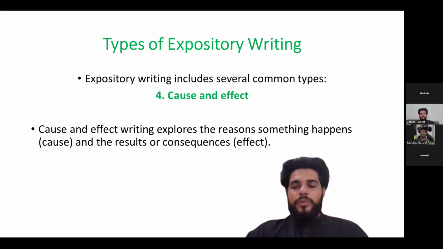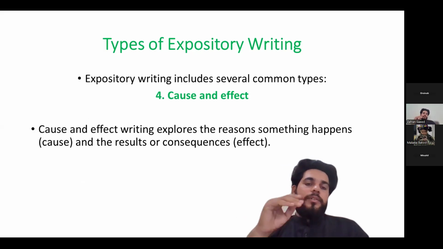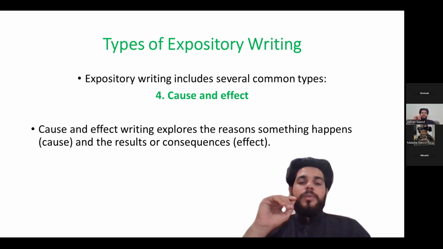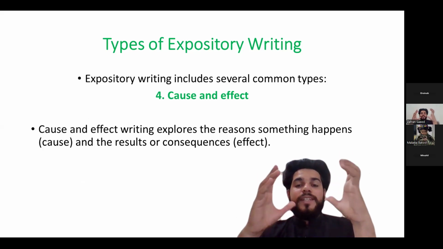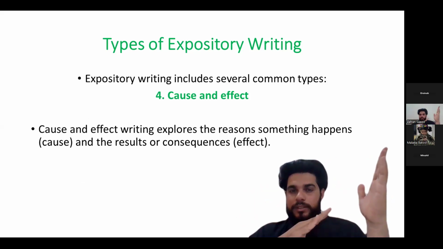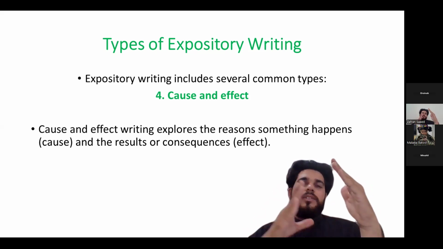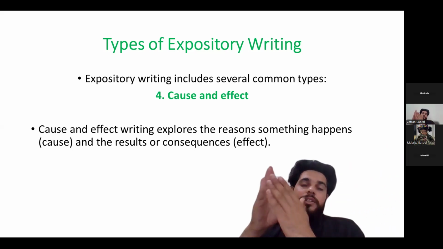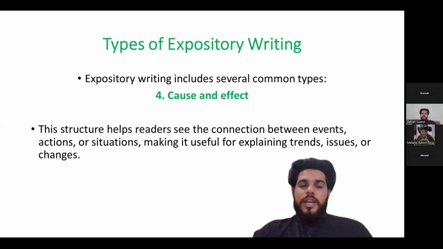Now, after that, we have the fourth one. This is cause and effect type of writing, and it is very clear from the name, cause and effect. Cause and effect writing explores the reasons why something happens, and the results are the consequences or the effects of that happening. So when we write certain paragraphs where there is a reason and then the effect is also there, this comes in the category of cause and effect type of writing.